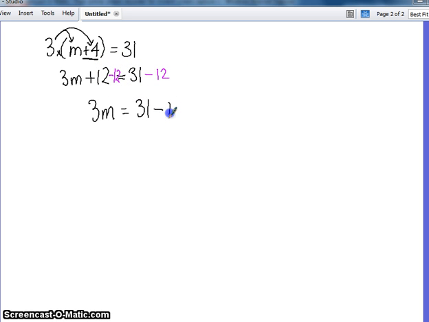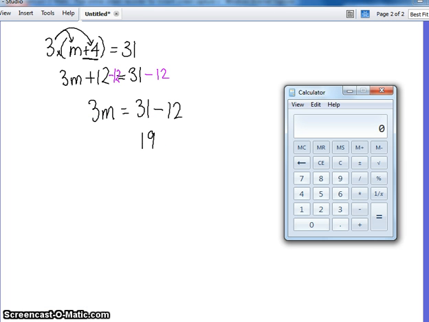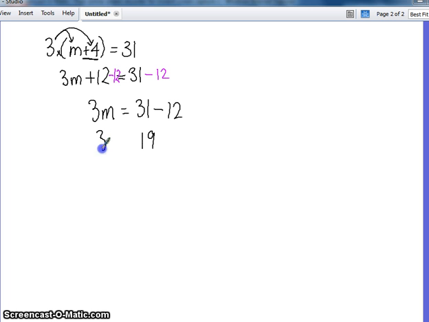Did you understand that process? So 3m equals 31 take 12, which I think is 19. Is that right? Might have got my maths wrong there, so I'll check. 31 take 12, 19. Okay, so 3m equals 19.